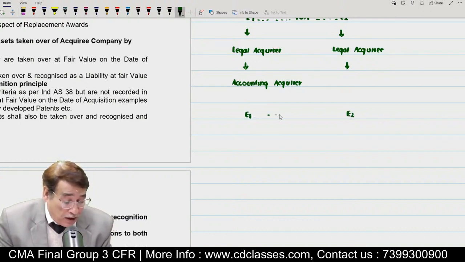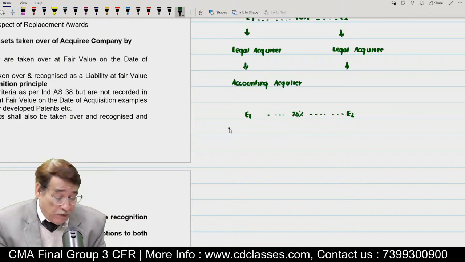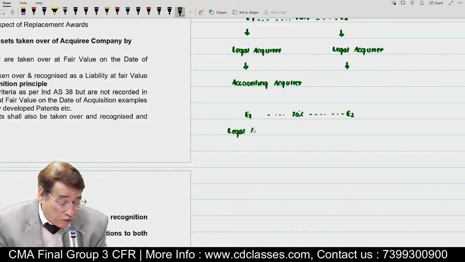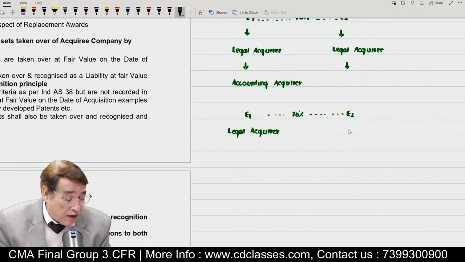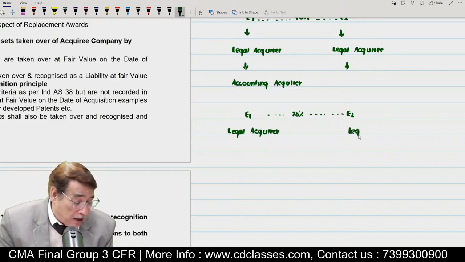For example, E1 has taken 70% of the stakes of E2. And no doubt about that, E1 is the legal acquirer. Correct? From the perspective of the law, we may say that E1 is the legal acquirer, no doubt about that. And E2 will be considered as the legal acquiree.